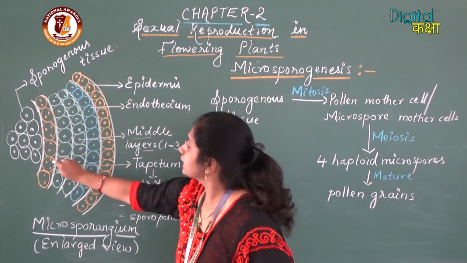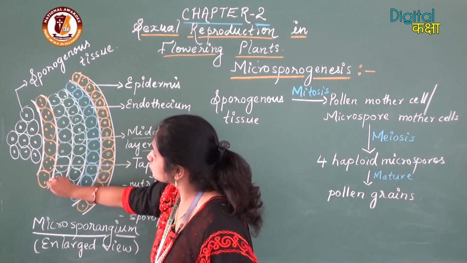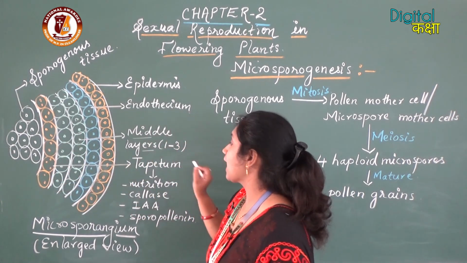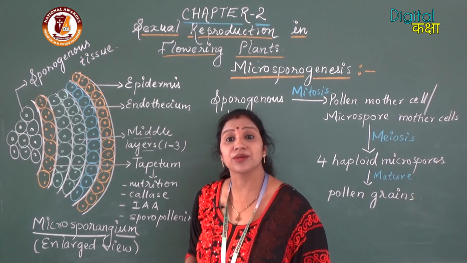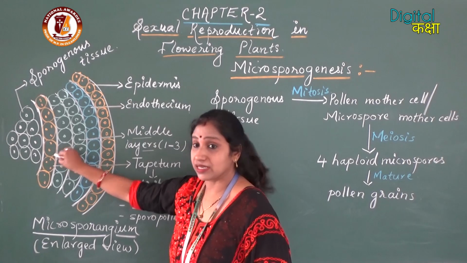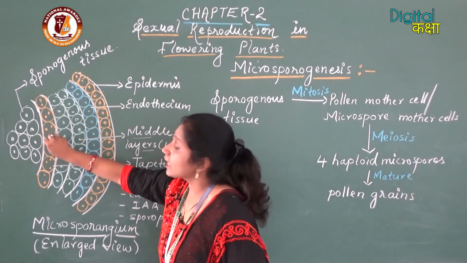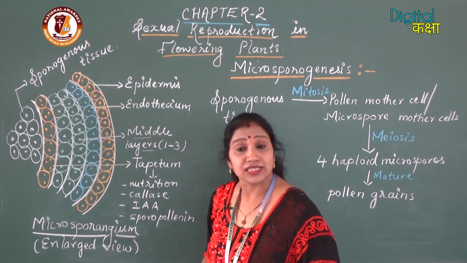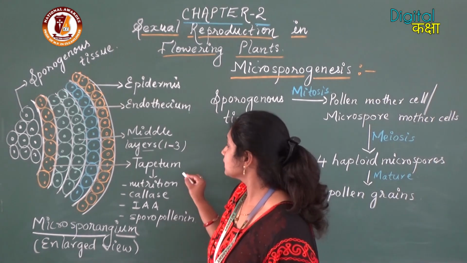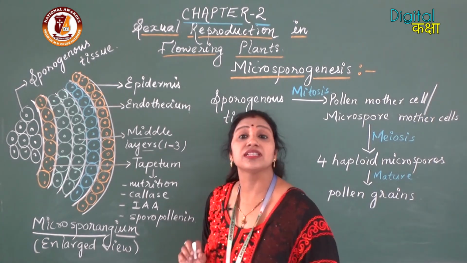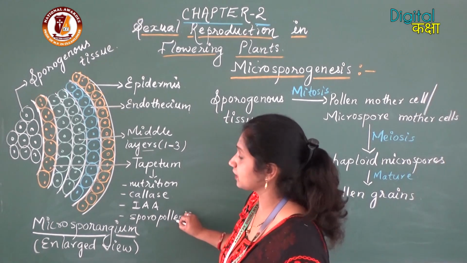Now we will move to the inner layer, here drawn with orange colored chalk. This layer is called the tapetum layer. The tapetum layer has very much importance. Its cells have more than one nucleus, and the tapetum layer serves a number of functions. So we can see the functions of the tapetum layer.